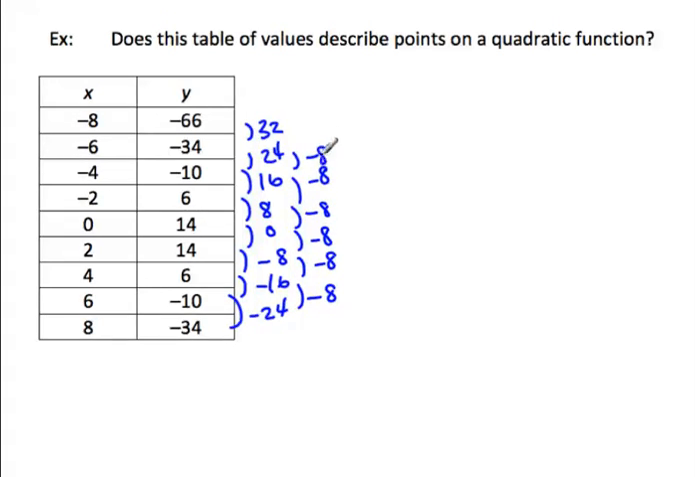That means the second differences are constant. That means that this is a quadratic function. So yes, this is a quadratic function because the second differences are constant. So that's a review of some of the key features of the graphs, tables of values, and equations of quadratic functions.